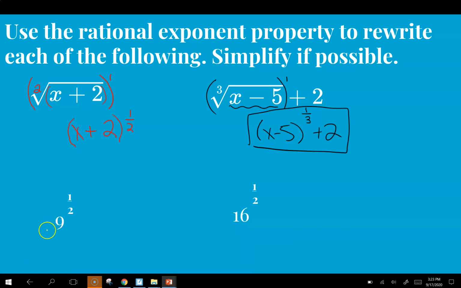Okay, 9 to the power of 1/2. Well, it gave me my power and my root. Remember, power's in the sky, root's in the ground. So my root is 2. So it's the square root of 9 to the power of 1. I could do more with this. Isn't that just the same thing as saying the square root of 9, which I know is 3?